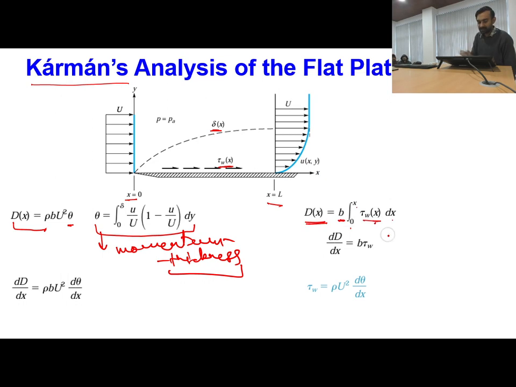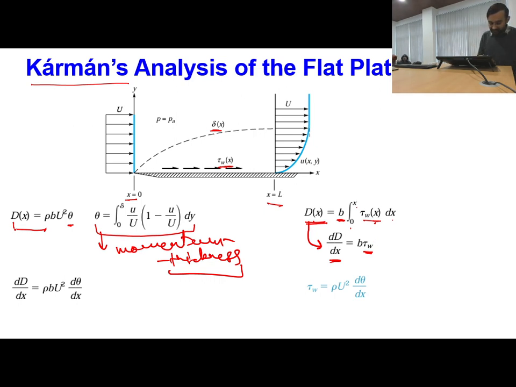Because wall shear stress will be a function of x, if I integrate it along the length of the plate and multiply it with width, then ultimately what I will be getting is nothing but my drag force. Is this one clear? Now if I take the derivative of this drag force with x, it will be b times, and since this was the integral over x, the integral will vanish and it will simply become wall shear stress tau w. Are all clear with this idea?